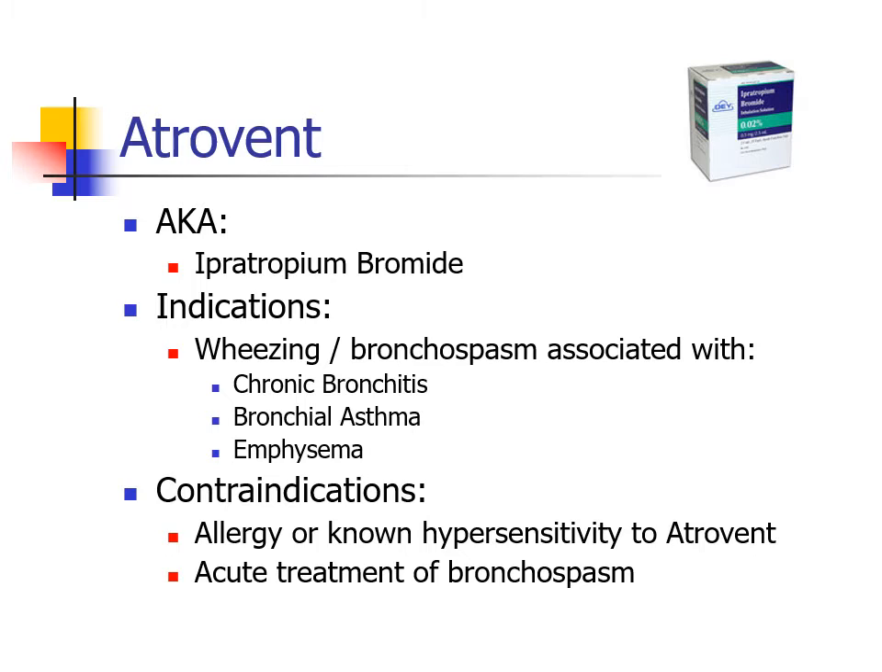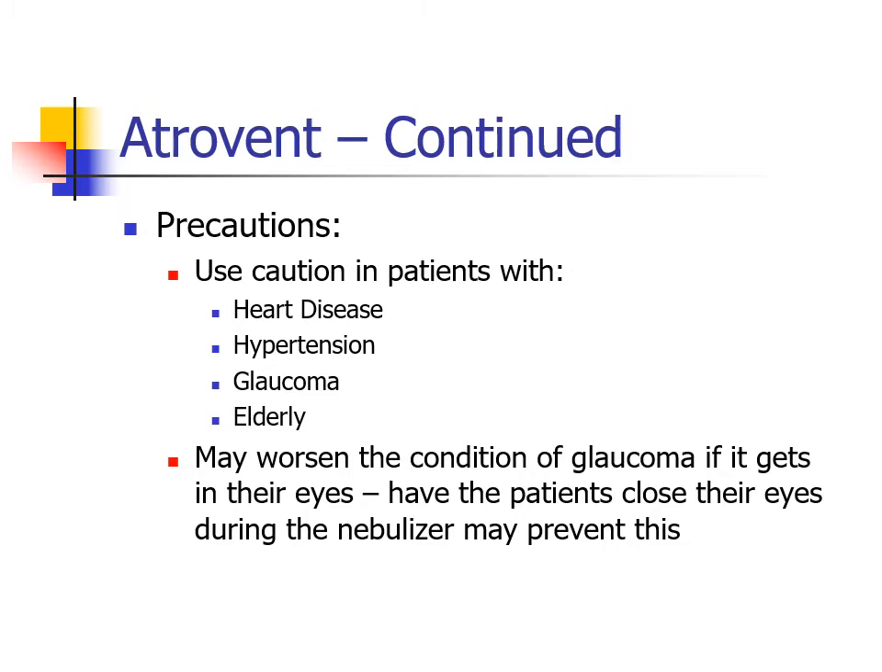Atrovent, also known as ipratropium bromide. The indications are wheezing and bronchospasms associated with chronic bronchitis, bronchial asthma, and emphysema. The contraindications are an allergy or known hypersensitivity to Atrovent and acute treatment of bronchospasms. Precautions: use with caution in patients with heart disease, hypertension, glaucoma, and the elderly. It may worsen the condition of glaucoma if it gets in their eyes. Have the patient close their eyes during the nebulizer to prevent this, or use a nebulizer mask.